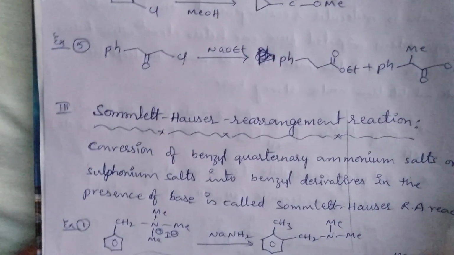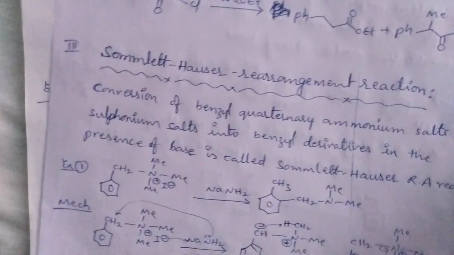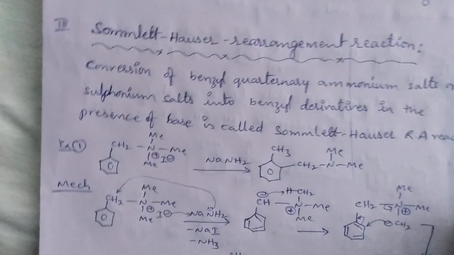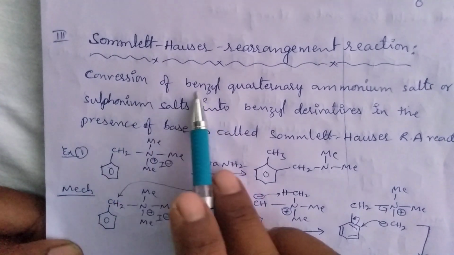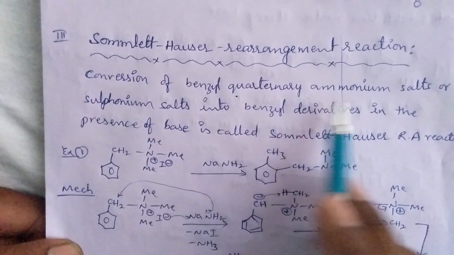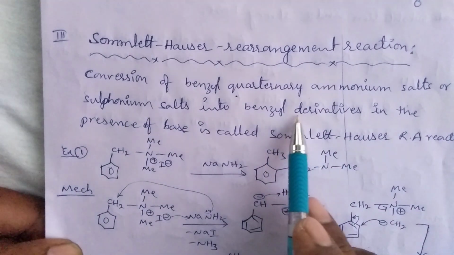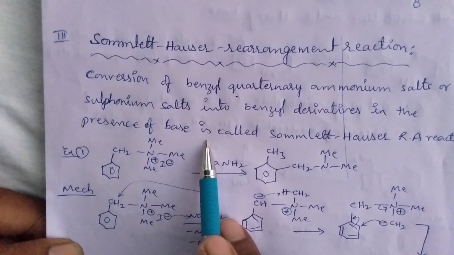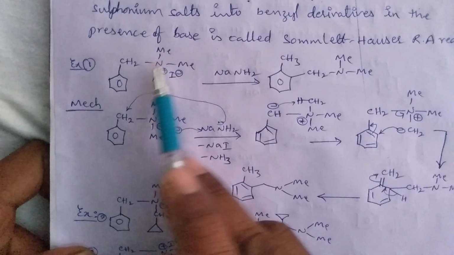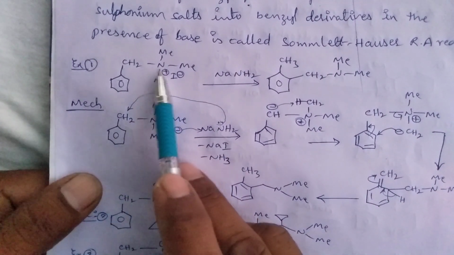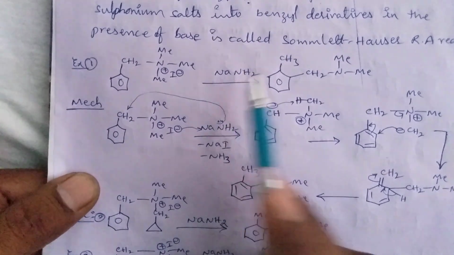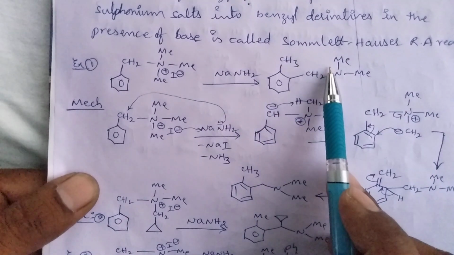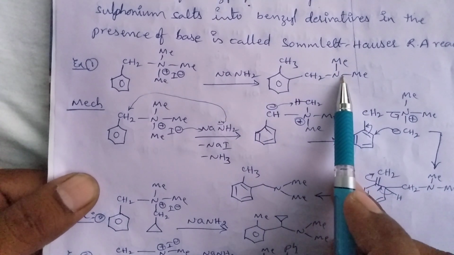Okay, next one, third reaction is Sommelet-Hauser rearrangement reaction. Generally the conversion of benzyl quaternary ammonium salt or sulfonium salt into benzyl derivatives in the presence of base is called Sommelet-Hauser rearrangement reaction. So here this is the quaternary ammonium salt when it is treated with sodium amide. So here in the presence of this reagent, finally the resulting product is amine.